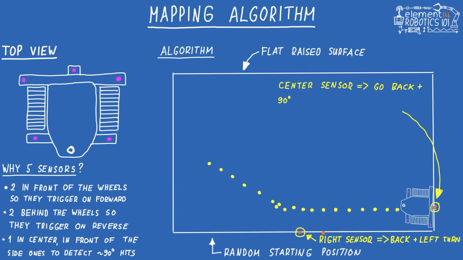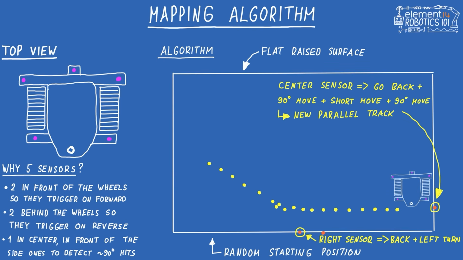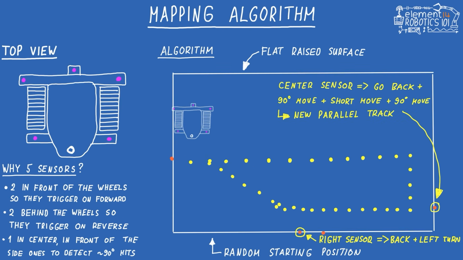Once it does that, it's a completely new algorithm now. Now it moves back, does a 90-degree move to one side, does a short move towards the front, another 90-degree move, and then it just goes straight. This short move lets us actually do parallel tracks, so you can imagine how it can cover a whole rectangle. And now it will just go straight until it hits the other edge on the other side, and so on. So that's one simple algorithm that we will try and implement and see how it works in real life.